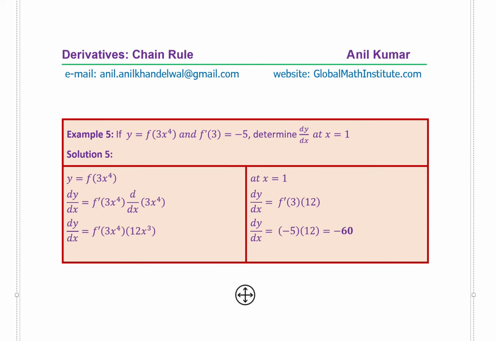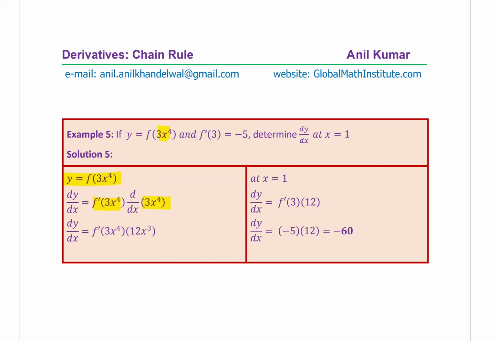Let's see example number 5 now, which is also a very interesting question. If y equals f of 3 times x to the power of 4, that means f of this is your function, right? The outside function. And f prime of 3 is minus 5, determine dy/dx at x equals 1. That's the question. You can always pause the video and answer this particular question. Well, the solution is straightforward. We have the chain rule to be applied here. So find the derivative of this function times the derivative of the inside function. Is that clear to you?